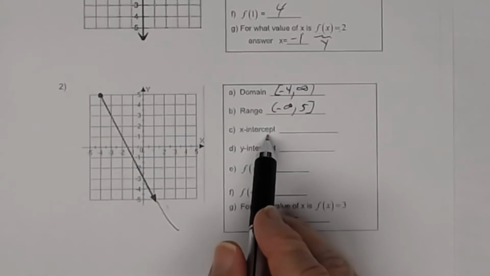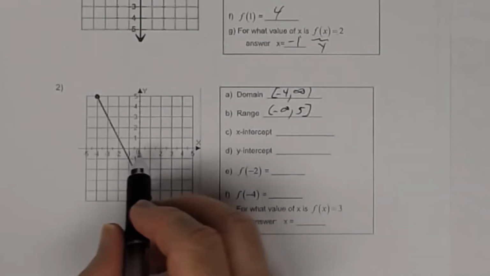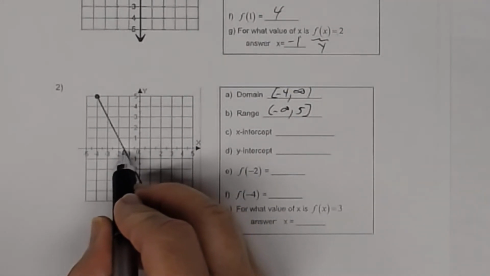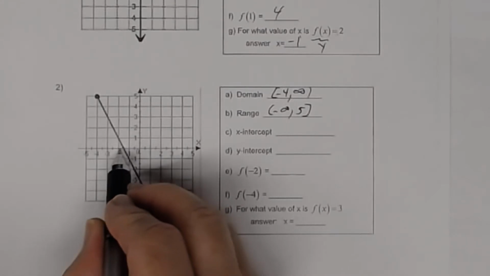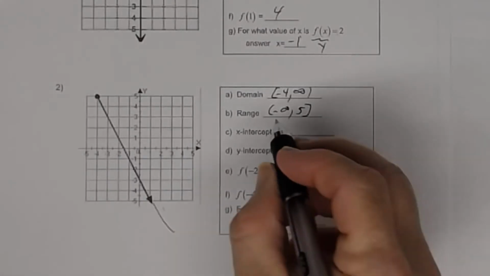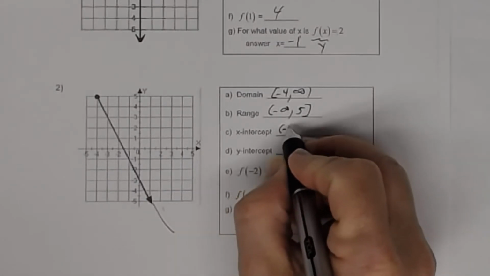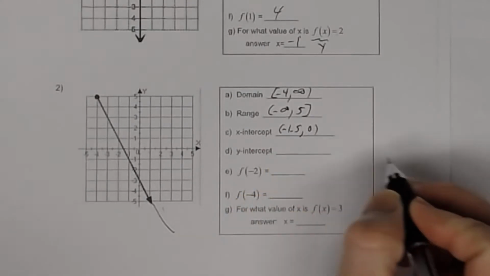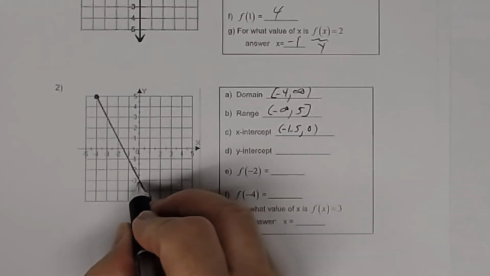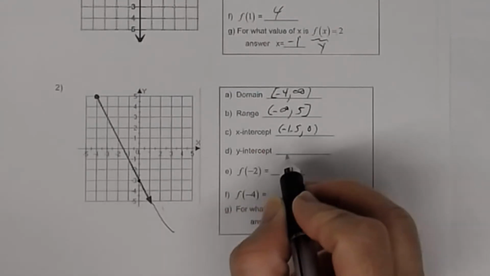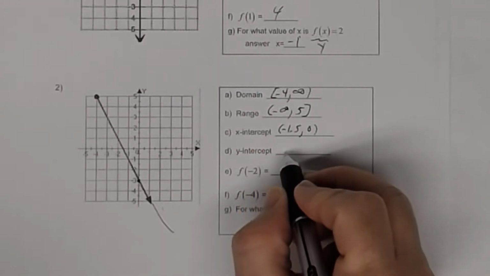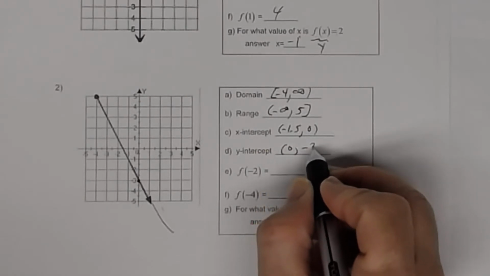Okay, the x-intercept, we're going to have to estimate the x-intercept here. So let's estimate the x-intercept to be negative 1.5, right? It looks like it's in the middle. So we're going to say negative 1.5, comma, 0. The y-intercept, that's this right here. So the graph crosses the y-axis at negative 3, but make sure you label it as an ordered pair. So you're going to say 0, negative 3.